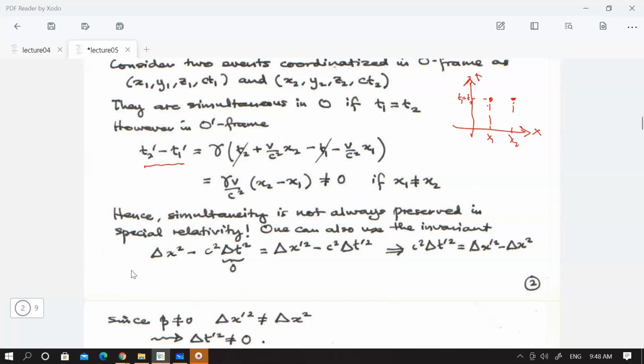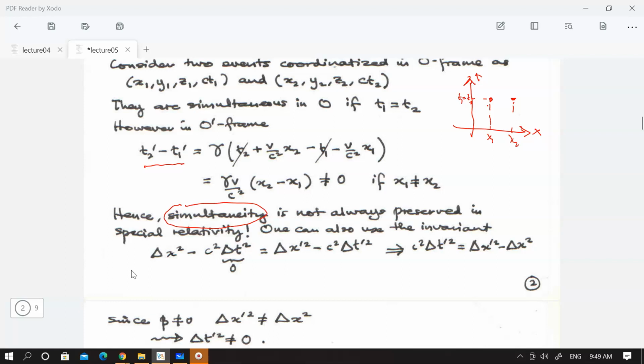So in other words, because these are two different values, you find that your T2 dash minus T1 dash is not going to be equal to 0. The only time they coincide is when they are actually the same event, which in this particular case is not so. So this strange phenomenon in special relativity is that your idea of simultaneity is not really preserved.